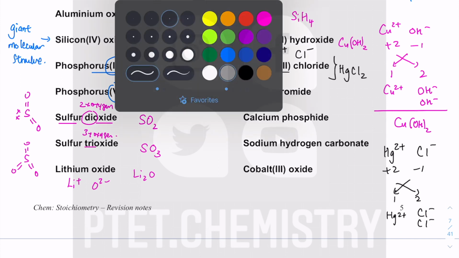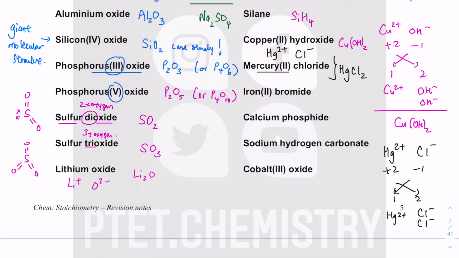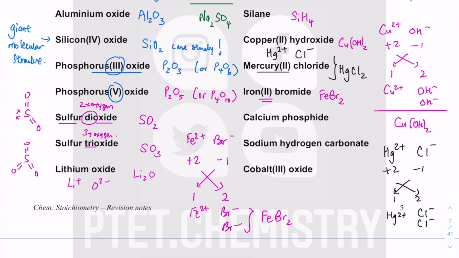Alright, on to the next one. I think that color is not great. Iron 2+, Fe2+, bromide, Br-, -1 because it's group 17. Well, sorry, group 7. 17 is what the A level students will use. So bring down the value on the charges. I need 1 of that, and I need 2 of these, so that I get 1 Fe and 2 Br. Iron 2 bromide and iron 3 bromide are going to be different.